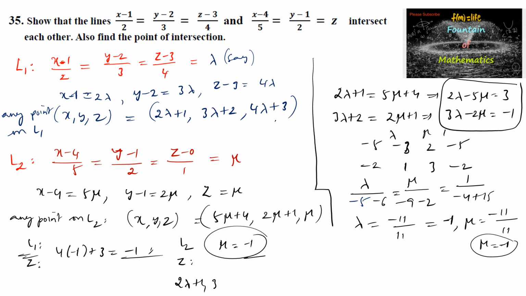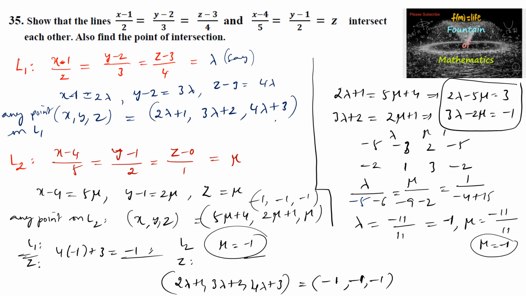By substituting the points, we can say lambda is equal to minus 1. So 2 lambda plus 1, 3 lambda plus 2 and 4 lambda plus 3 equal 2 into minus 1 plus 1, that is minus 1; 3 into minus 1 minus 3 plus 2, that is minus 1; and 4 into minus 1 minus 4 plus 3, that is minus 1. Similarly, substituting here, 5 into minus 1 minus 5 plus 4 is minus 1, 2 into minus 1 plus 1 is minus 1, and mu is equal to minus 1. Both are the same.